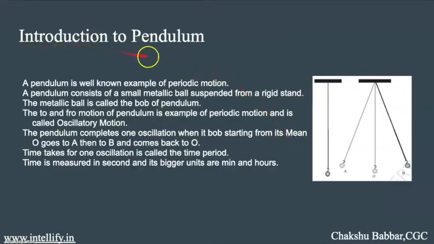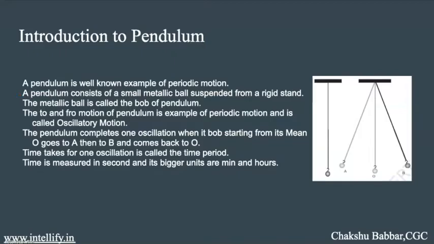Introduction to pendulum. We have studied about periodic motions. Periodic motions are those which repeat after a fixed interval of time. A pendulum is a well-known example of periodic motion. A pendulum consists of a small metallic ball or metal ball suspended from a rigid stand.